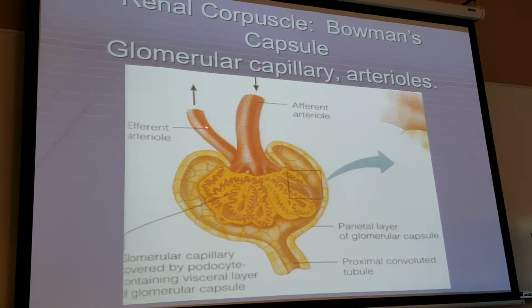It still has half the plasma and the plasma proteins and the blood cells. No plasma proteins and no blood cells pass out. Okay?